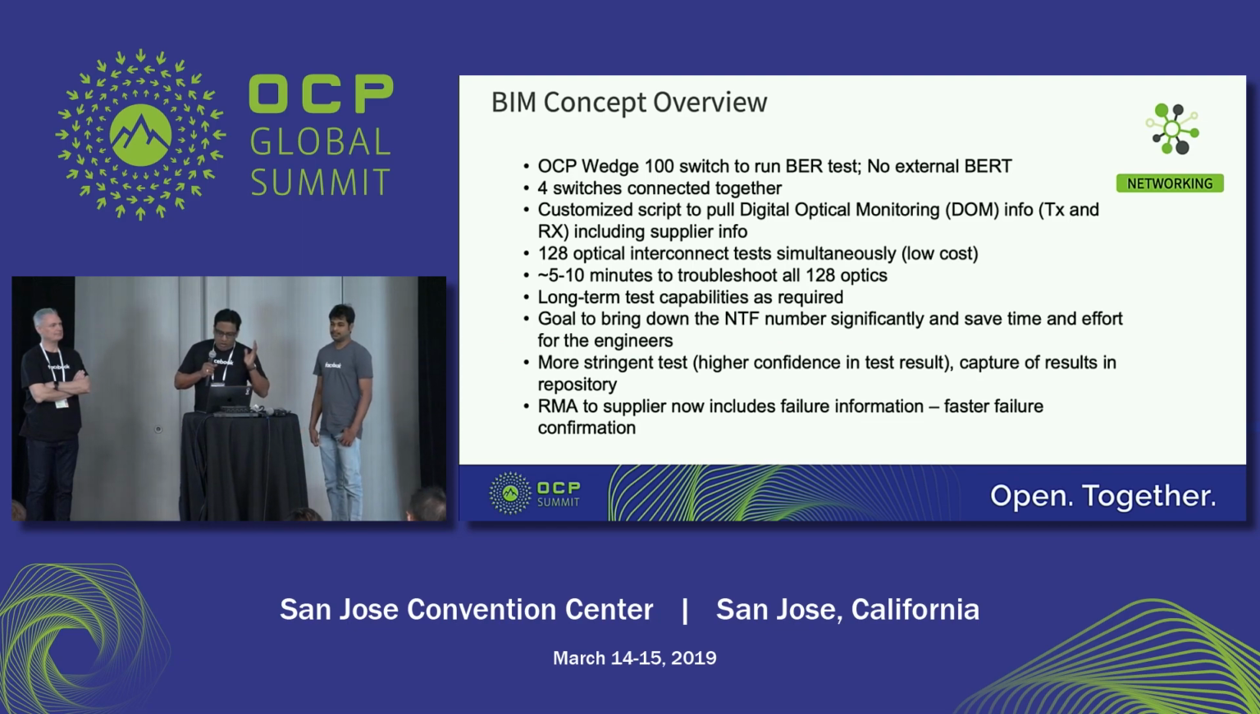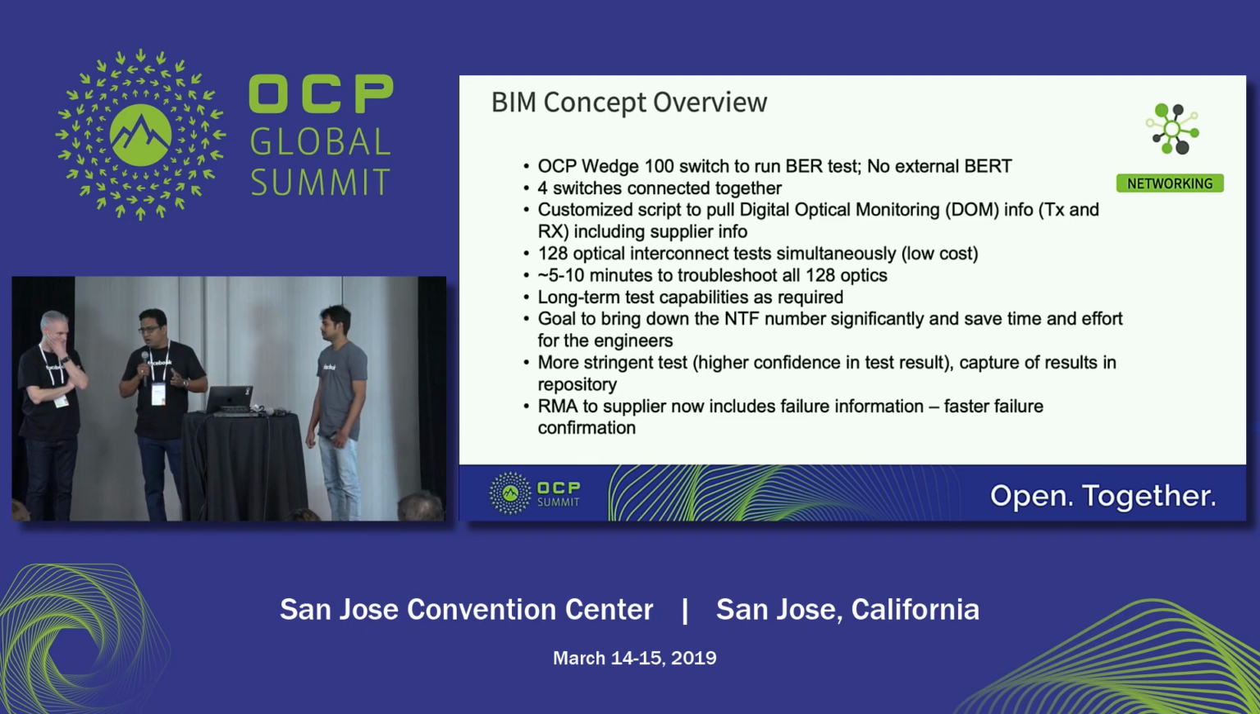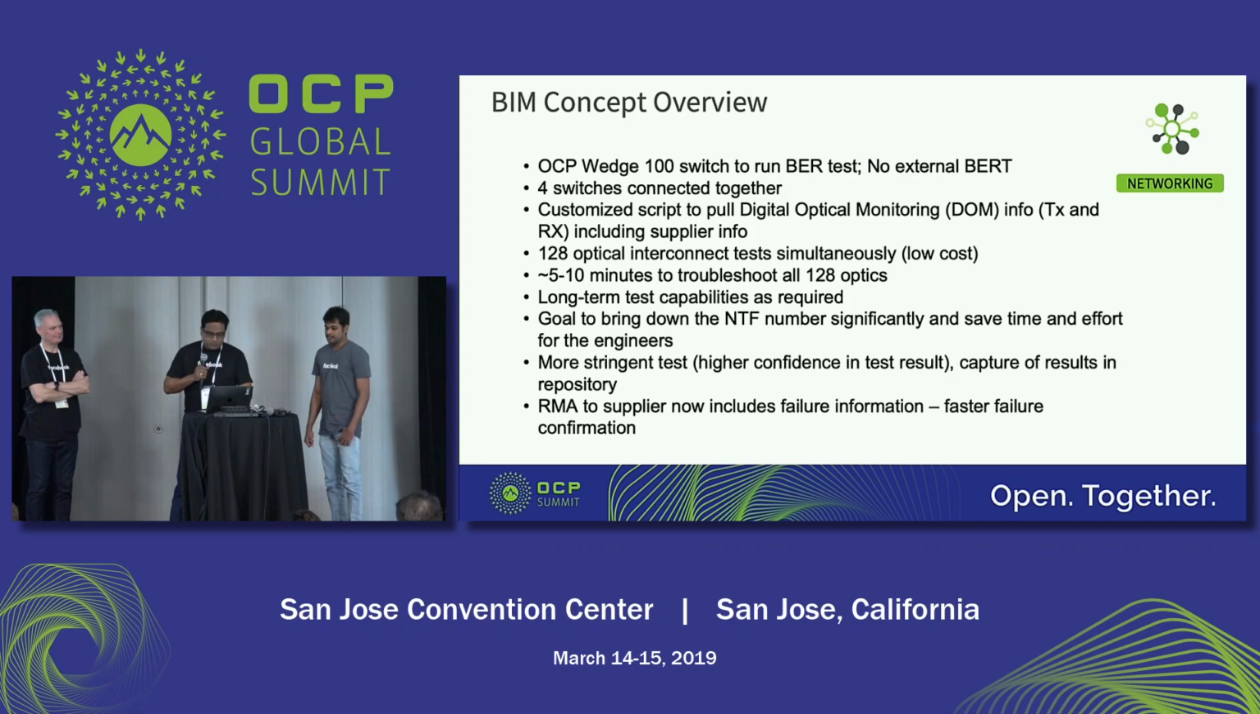And definitely when we send the RMA, the NTF number is almost 50%. So we need to reduce that NTF number, because we are growing every day and we need more and more optics. Finding out the correct good optics is very important for our data center. With this technology, we think we can drop the NTF rate to a single digit. That's the goal of this methodology.